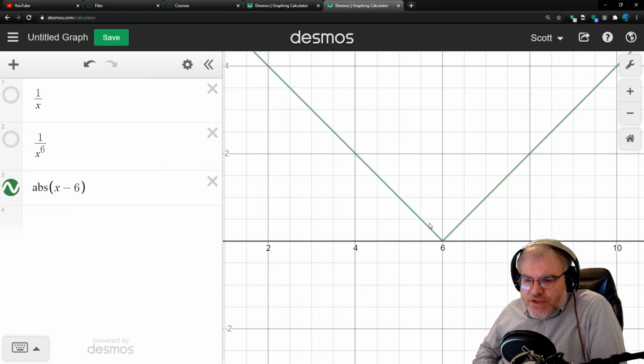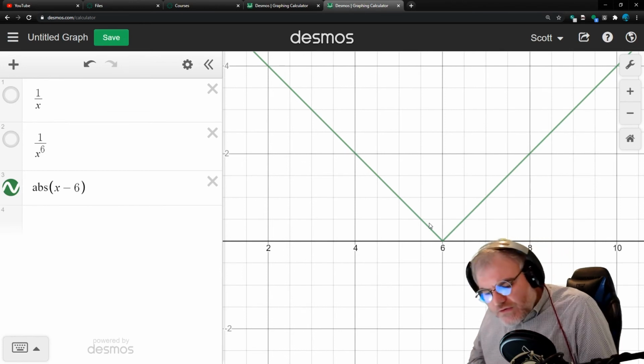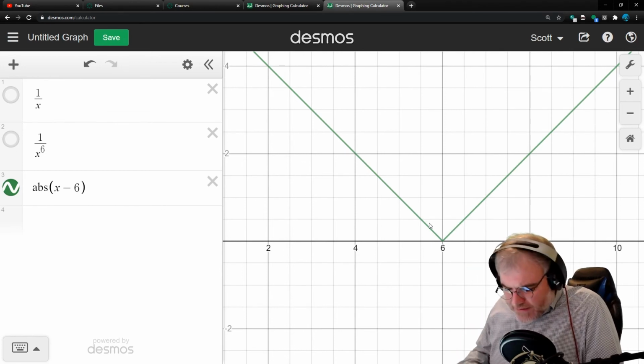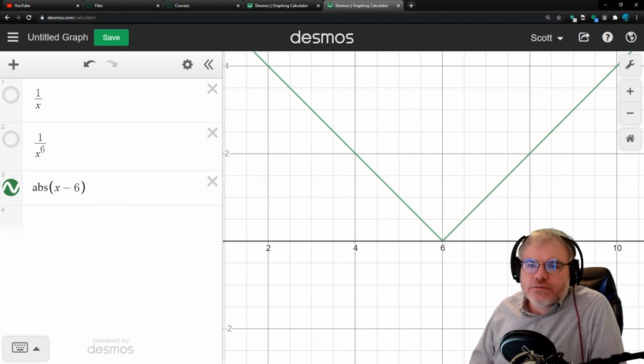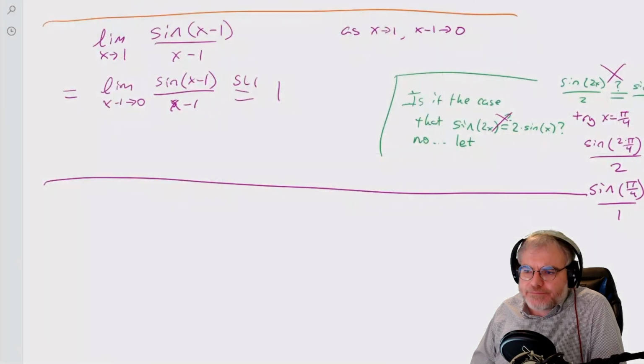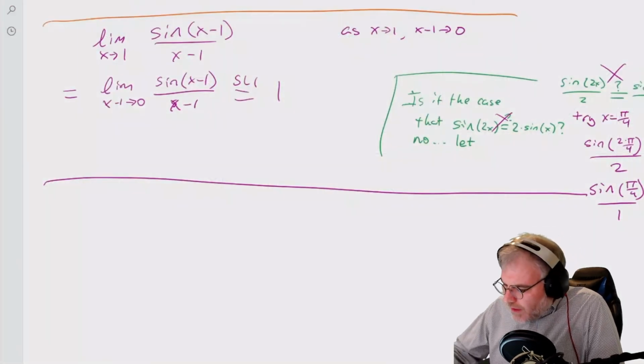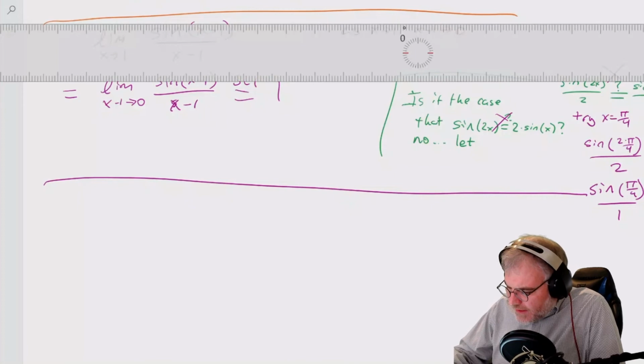How does the evaluation of x approaches something differ from x approaches something from the left and from the right? So there's this question. I think what you're asking is about this situation here. So let me switch my graph here. I think you're asking about something like this.